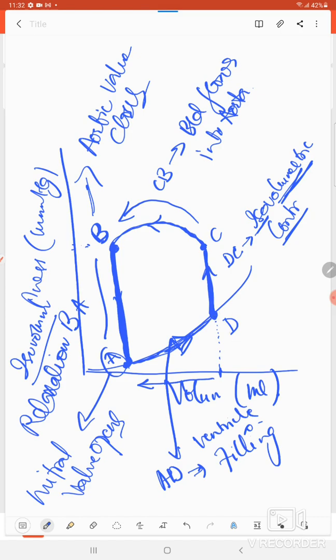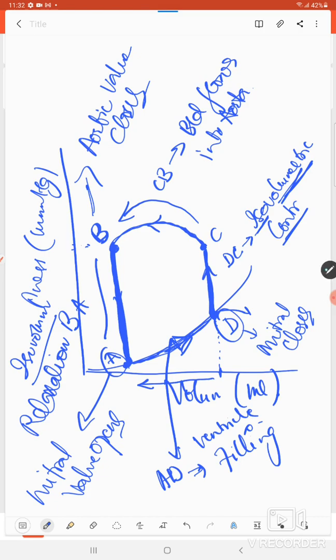At this particular point the pressure in the ventricle becomes greater than in the atrium. So at this point, D, the mitral valve will close. Okay, so this is all about the left ventricular pressure volume loop.